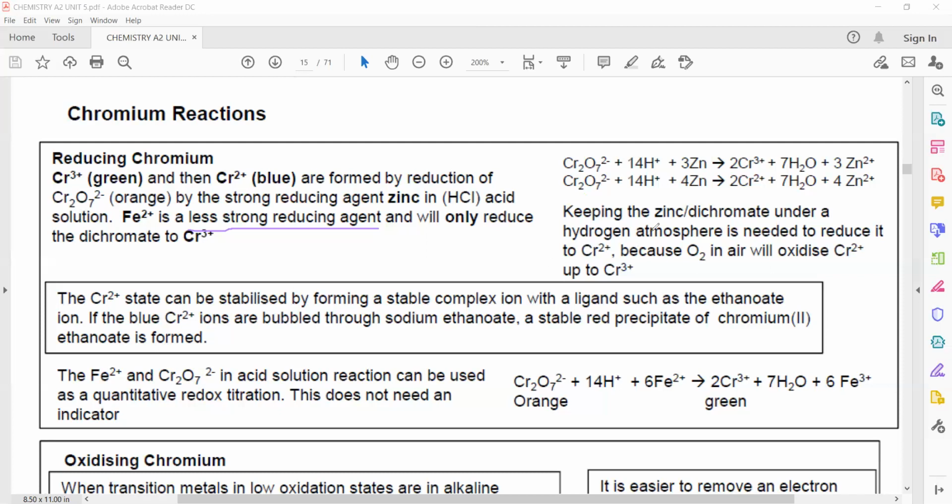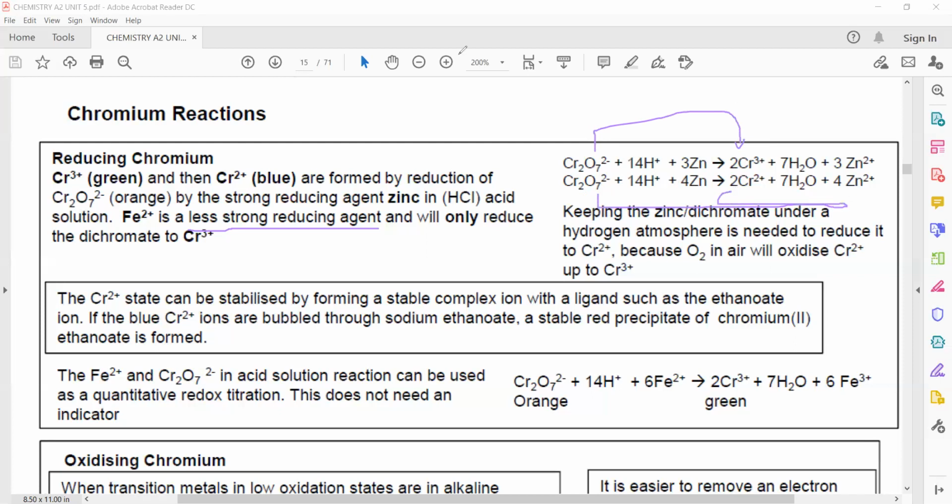For example, some of the ions of transition elements have oxidation numbers that are not stable. So how can we make them stable? We can make them stable by forming either a precipitate or a complex. So what happens first when we add zinc and hydrochloric acid? Dichromate changes into chromium +3, and then into chromium +2.